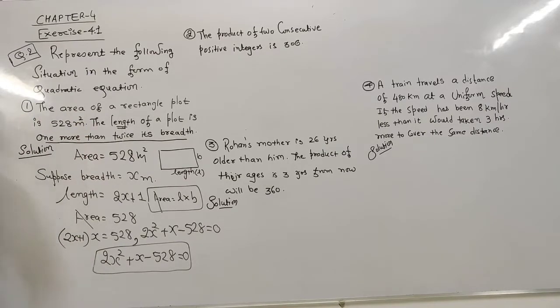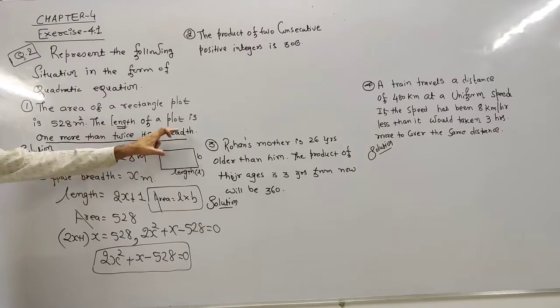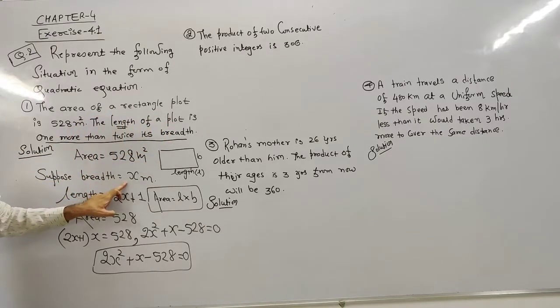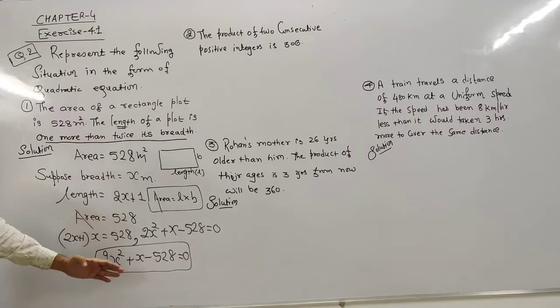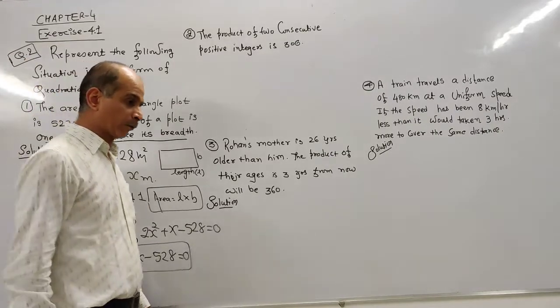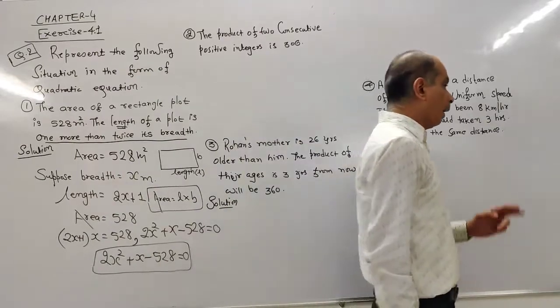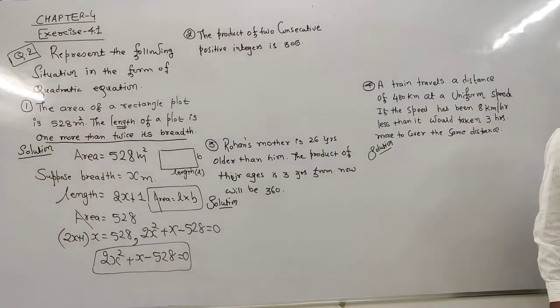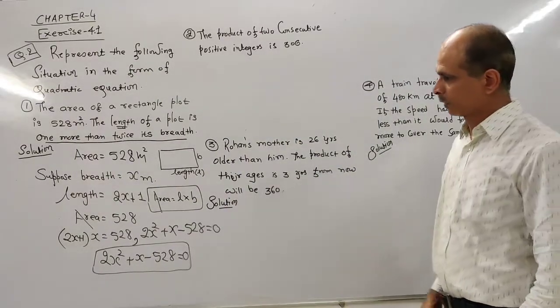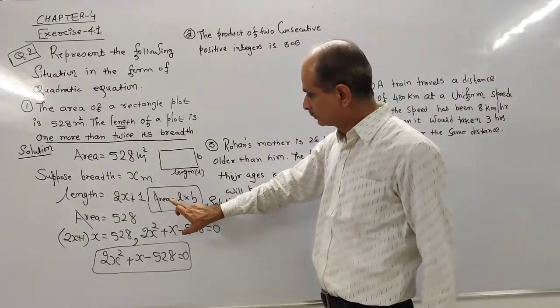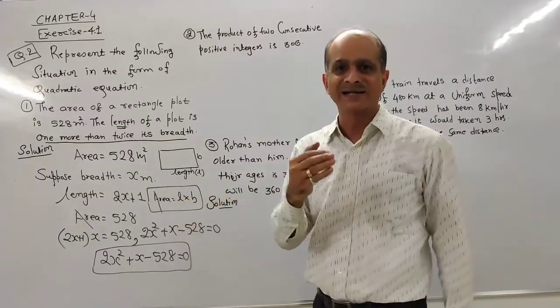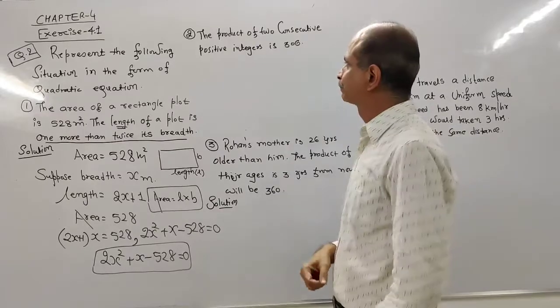So in the first example, you should know the area of a rectangle, that is L and B. Length is given in the form of breadth, and that's why I assumed breadth is equal to x. Therefore length is equal to 2x plus 1. Then multiply and you will find one equation in the form of x. But here you should know the area of a rectangle, and that is length into breadth.